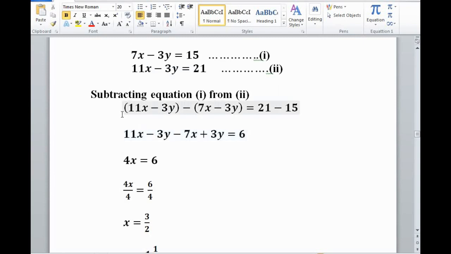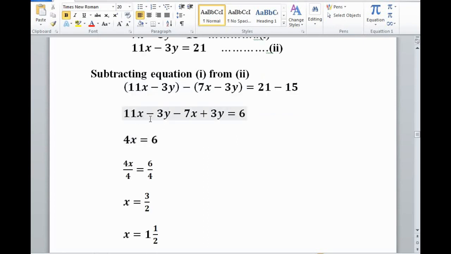So simplifying this, 11x minus 3y, we get 11x negative 3y. Since we have a negative sign before this bracket, I'm going to multiply this negative sign by the first term 7x and then the second term minus 3y inside the bracket. So minus 7x, and minus multiplied by minus, we get positive 3y. After simplification, we get 11x negative 3y negative 7x positive 3y equals 21 minus 15 equals positive 6.